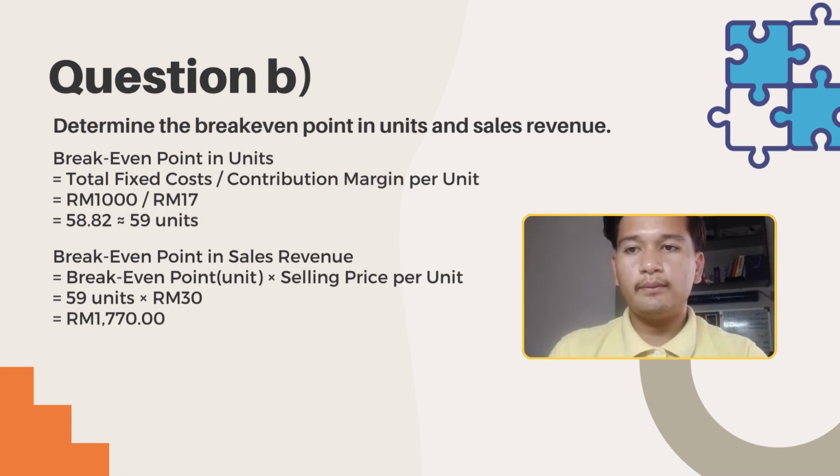The formula for calculating the break-even point in sales revenue is break-even point in units multiplied by selling price per unit. So the break-even point in units is 59 units, multiplied by RM30 for the selling price. So the total is RM1770.